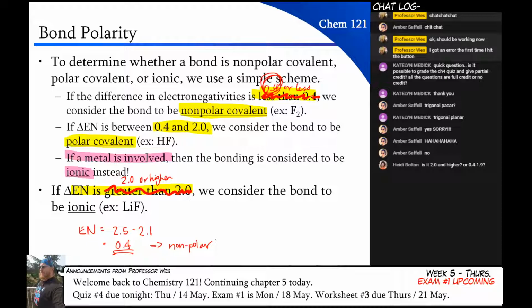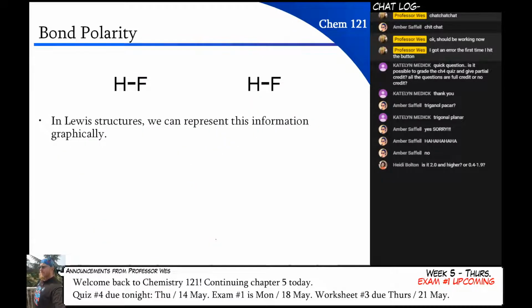All right, so let's assign some electronegativity statements to various bonds. So let's do this one, HF. And so I'm going to write down the numbers for you so that you don't have to look these up. And so the difference here ends up being 4.0 minus 2.1 is 1.9. And so that falls between 0.4 and 2. So if we had to call this something, we would call it polar covalent.